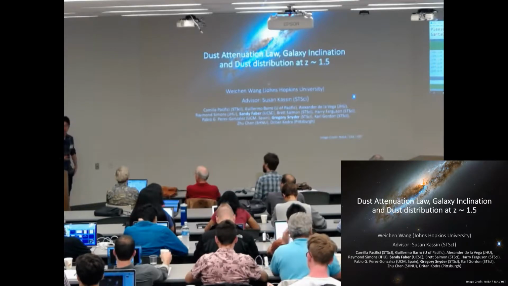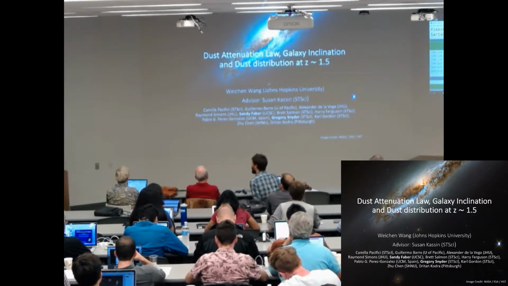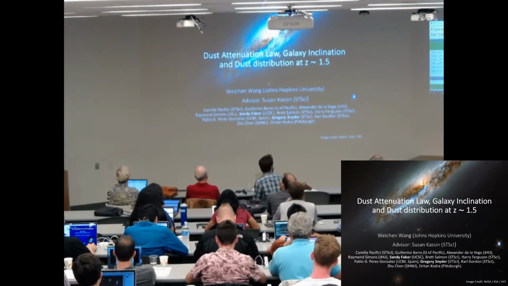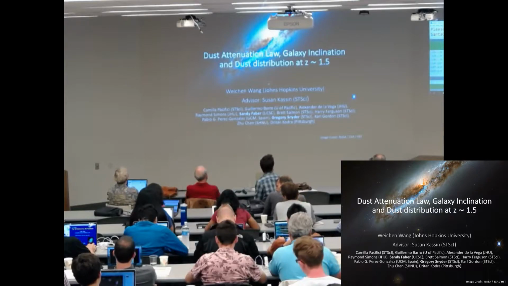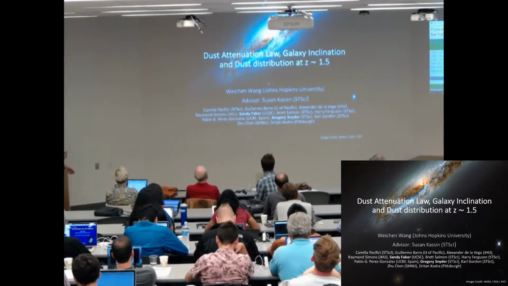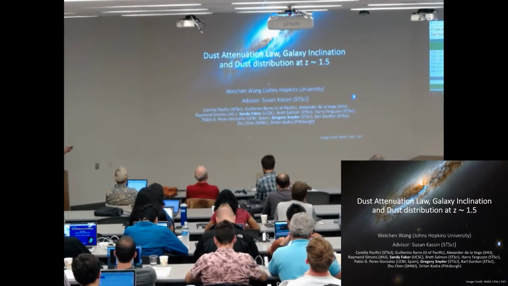Yeah, so good morning, everybody. So I will continue on this topic on dust. It's about dust attenuation law and the galaxy inclination at the intermediate redshifts. I will also discuss how this can tell us information about the distribution of these dust grains inside the galaxies. I will note that this talk is done with my advisor, Susan Carson, and also many other collaborators, including Sandy here and Greg here.